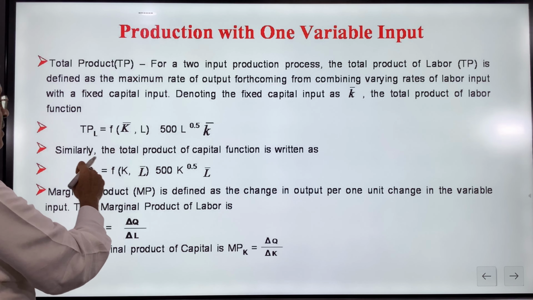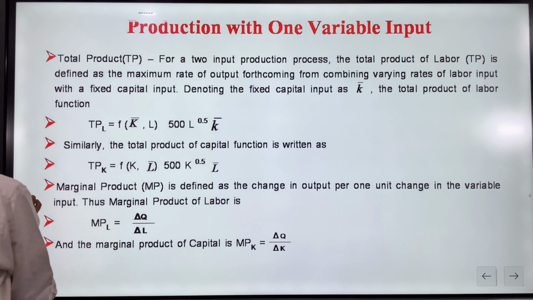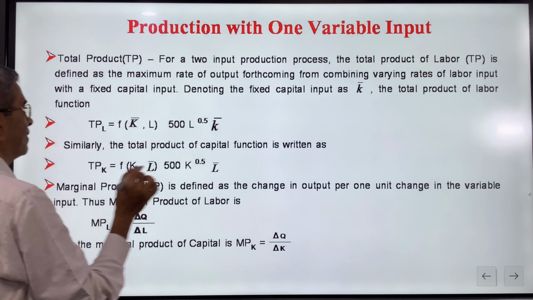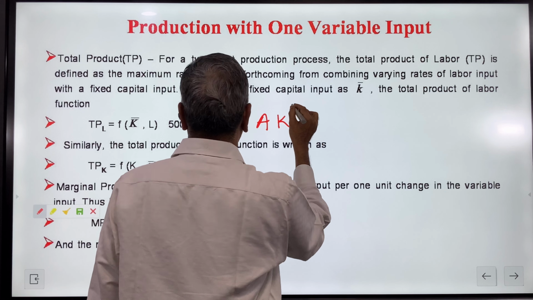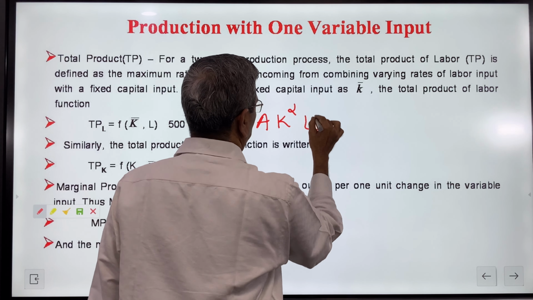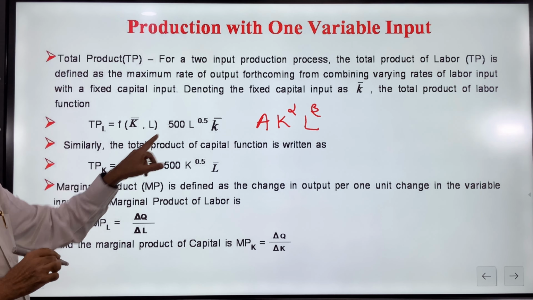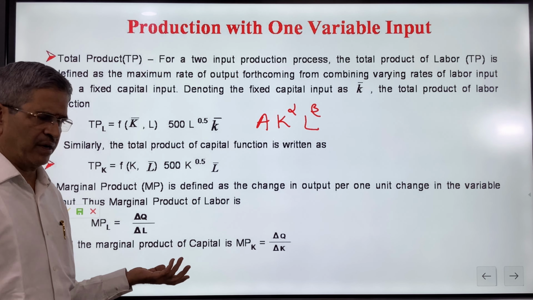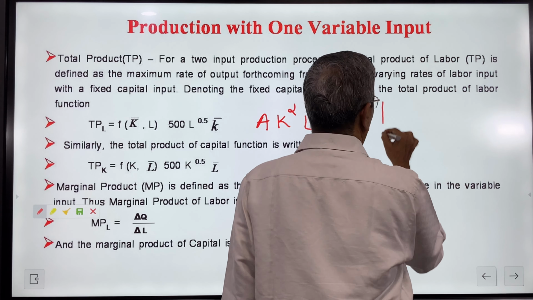That means if you take our AK to the power of alpha, L to the power of beta, this is what we have studied. So A is 500. You can take any figure, constant. As I have already explained to you, it is the intercept of Y.